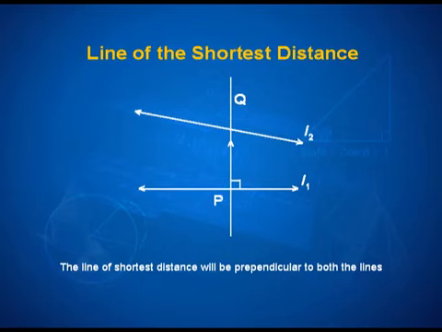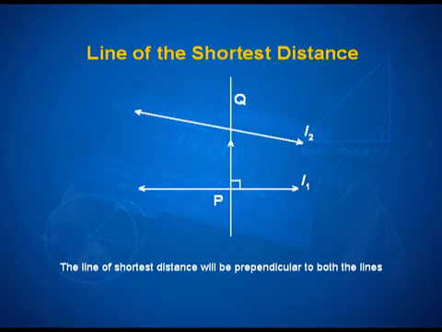If I have two lines which are skew lines, use your spatial skills to visualize these lines L1 and L2 as neither parallel nor intersecting, and if you can think of a line which is perpendicular to both L1 and L2, then such a line is called the line of shortest distance, and the distance PQ which is intercepted by the lines L1 and L2 on this line of shortest distance is called the shortest distance between the skew lines.